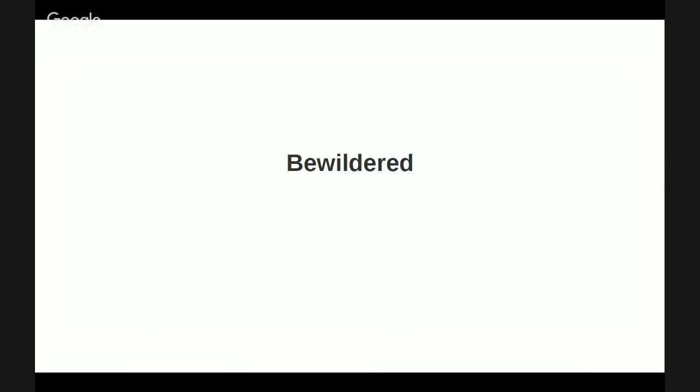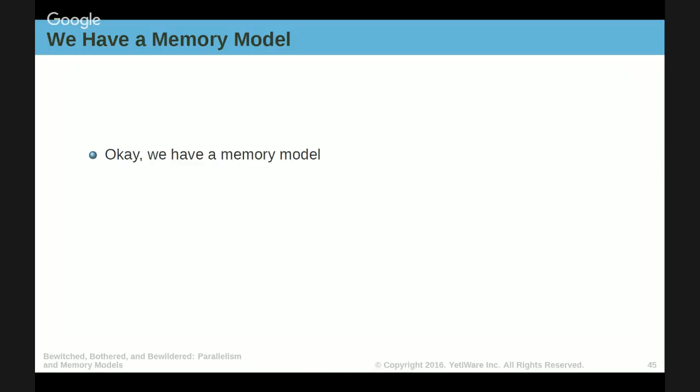So now we're actually going to talk about memory models. And the memory models are completely bewildering, right? If you thought the past was confusing, this is even more confusing. So we need to have a memory model. We create one, but the result is a little bit hard to understand. OpenCL 2.0 has one. What's inside of the memory model?